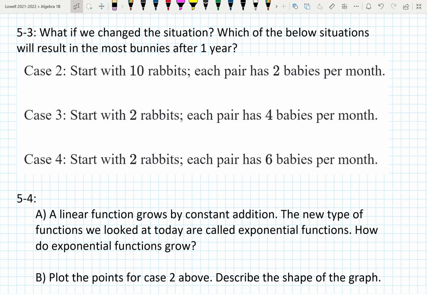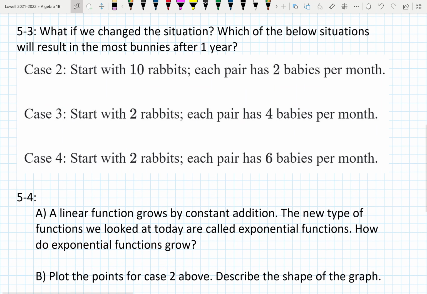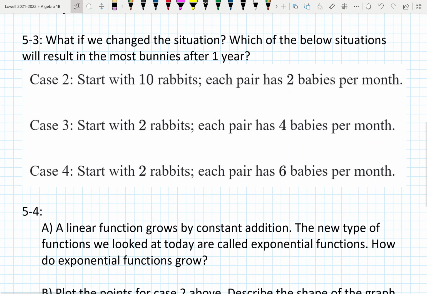Welcome back, folks. So now we know how exponential growth works. We saw a situation where, again, we started off with two bunnies on a farm, and every month they have two bunnies, but also their babies have two bunnies apiece, and it just doubles every month. So what I want to do is compare that to situations like these.